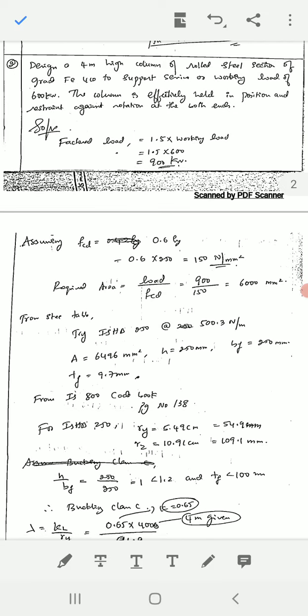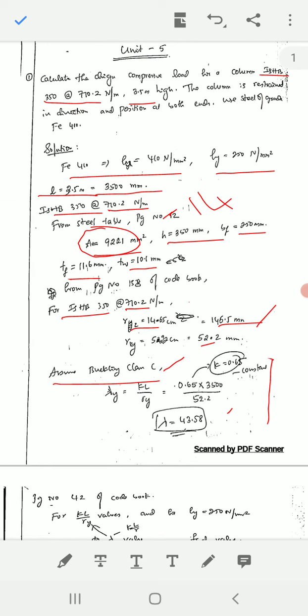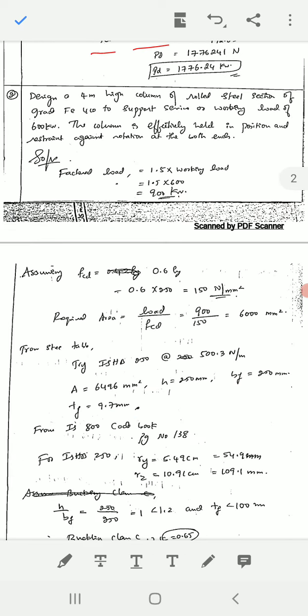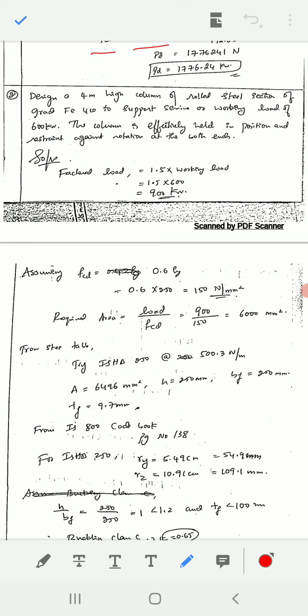The second problem, you see, is design. In the first problem, they gave a column and asked us to find the design compressive load. Here they didn't give a column, they told us to design a column. Design a 4-meter high column of steel Fe410, with a working load of 600 kilonewton. So first you have to find the factored load, that is 1.5 into 600, that is 900 kilonewton.